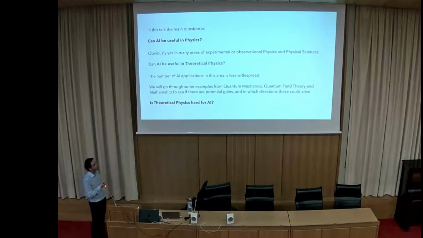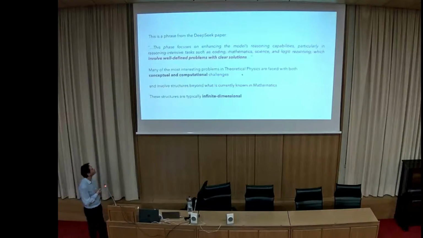So what I want to do is go through some examples from quantum mechanics, quantum field theory, and mathematics to see if there are some potential gains that we can make by incorporating some of these tools in our toolbox. Now, before I do that, I want to ask, is theoretical physics hard for AI? I mean, why has it been so hard for us to apply these methods?